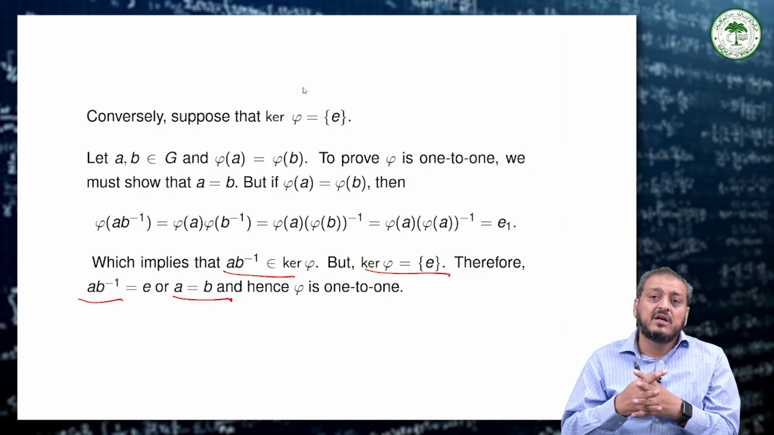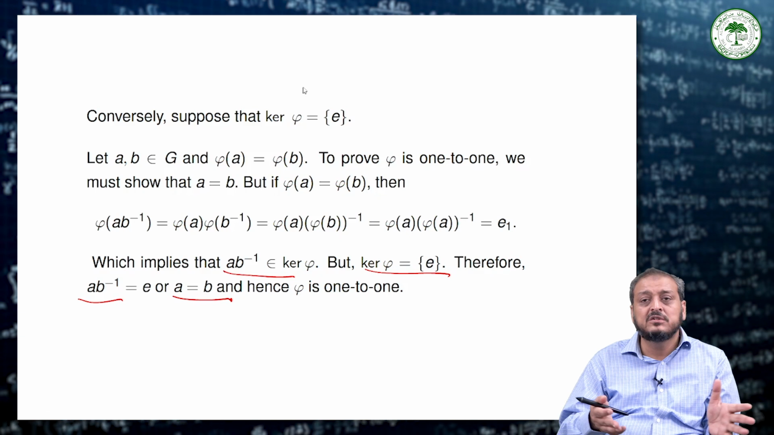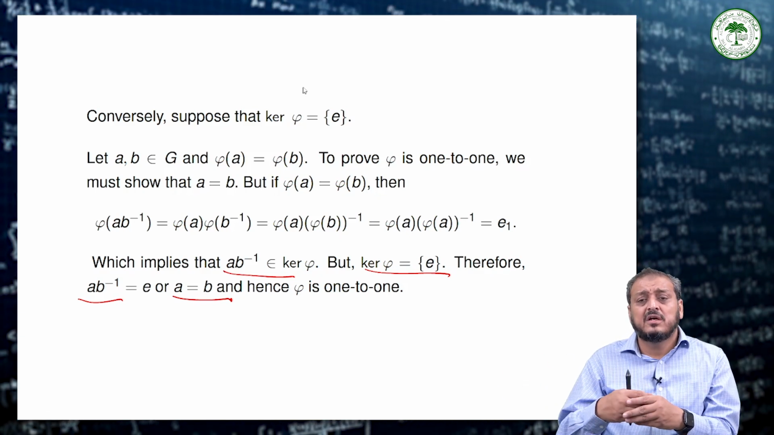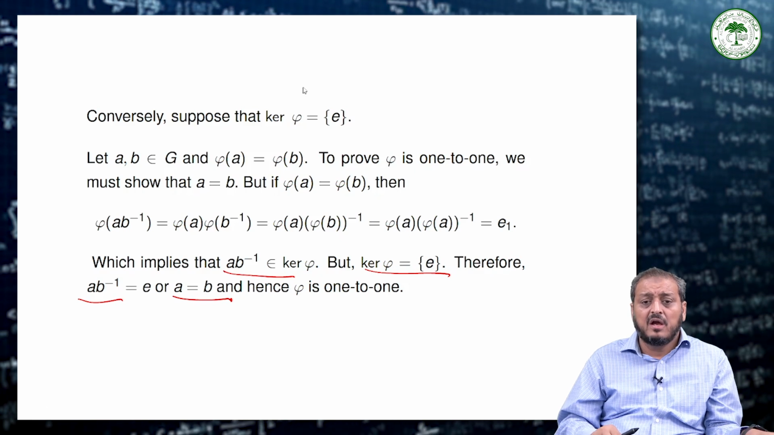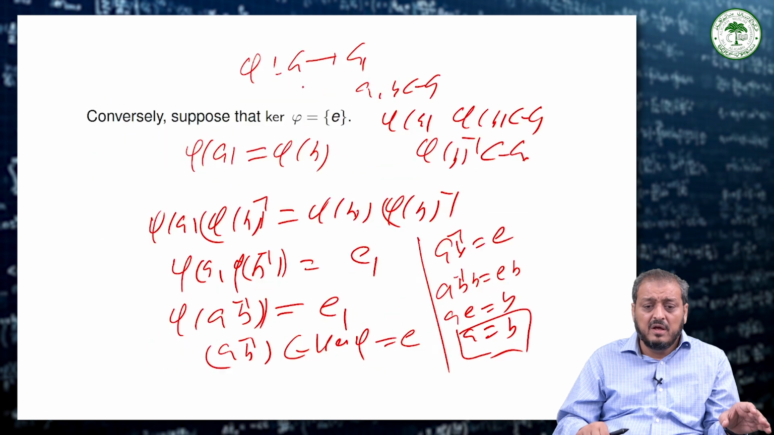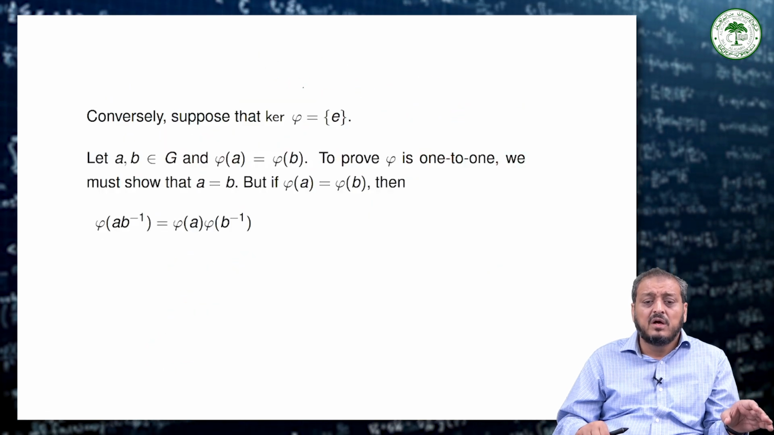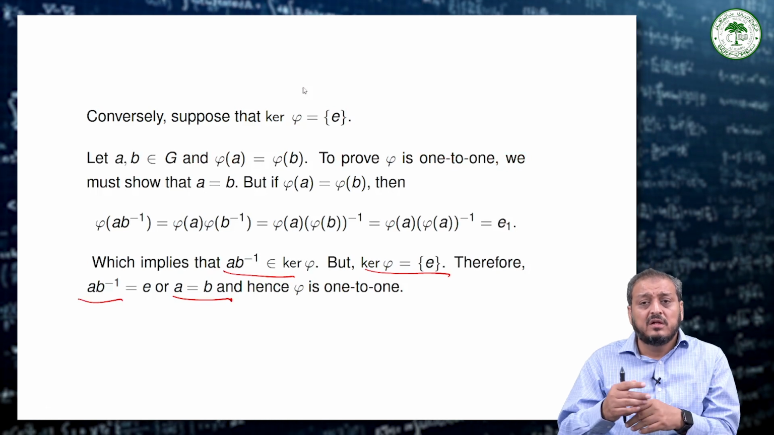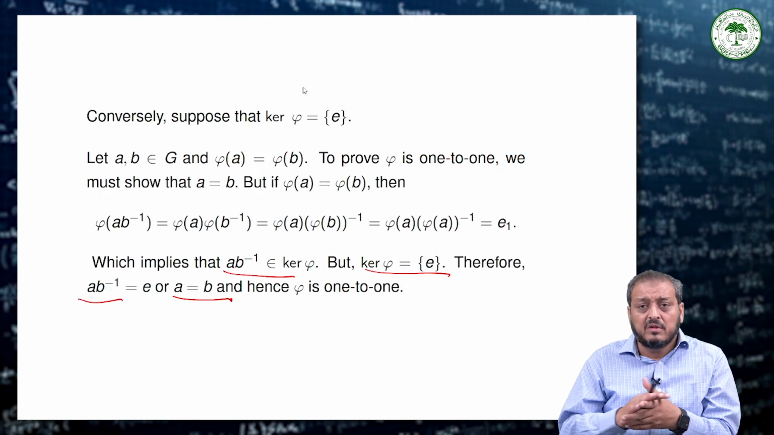So we have to show that this homomorphism from G to G dash holds in both ways. If this is satisfied, then we can show that all these things hold.